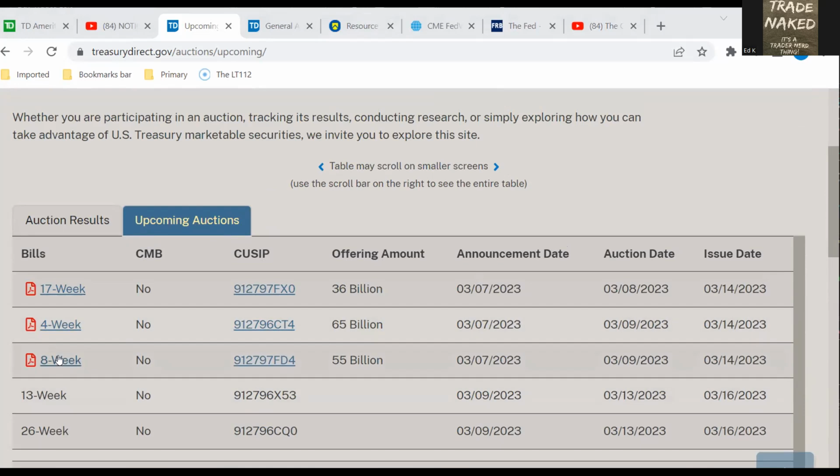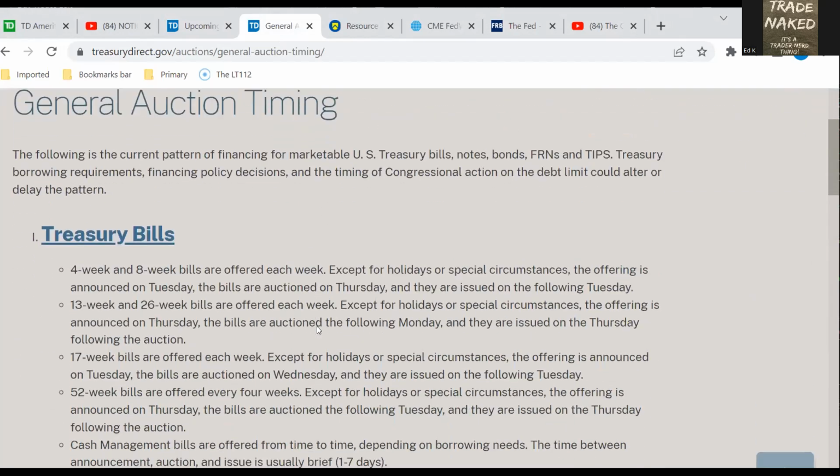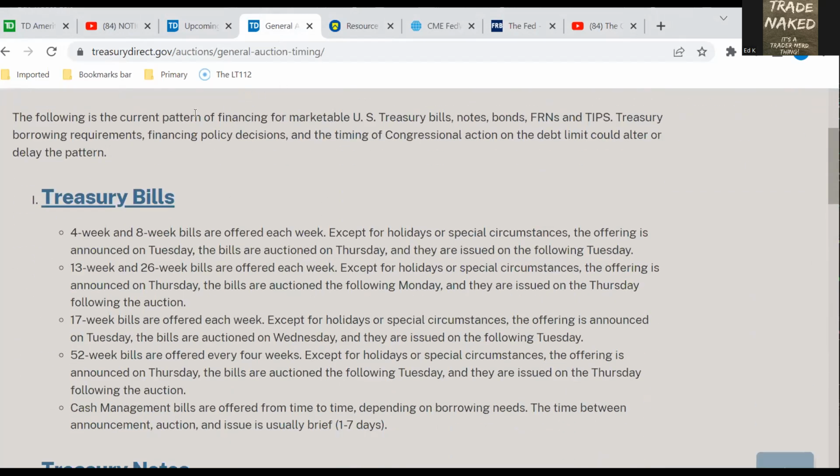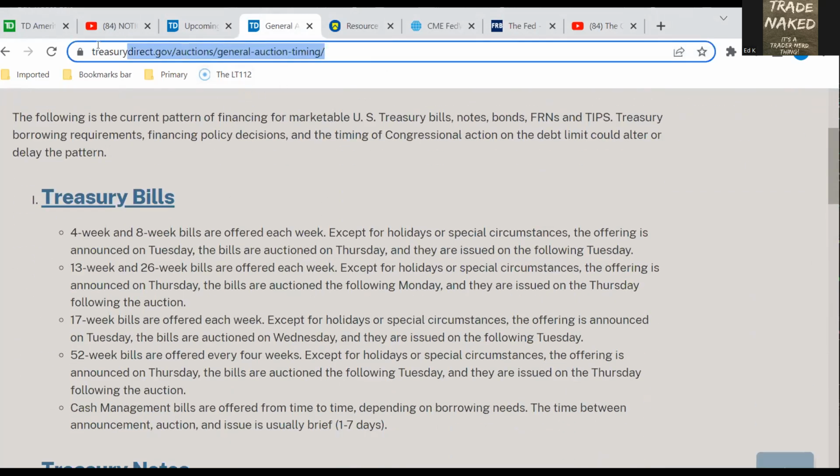We concentrate on the 4 and 8 week. The 17 week is something that Ameritrade does not offer an option on. So we're going to skip that for now. On this page, and I'll copy it for you too.